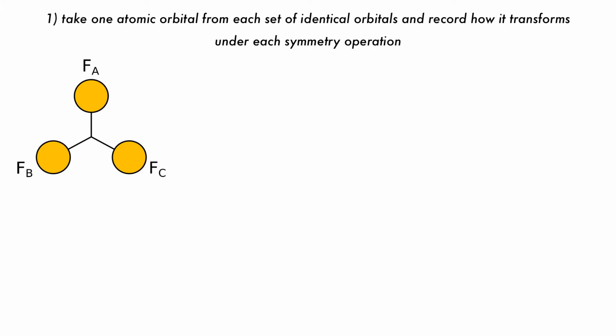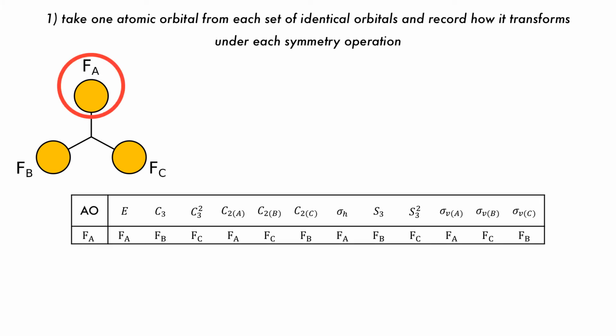We label our fluorine 2s orbitals A, B, and C and do the symmetry operations on fluorine A, which gives us this table. We are considering the Fa atomic orbital. Under the identity, nothing happens and Fa is still Fa. With a C3 rotation, we do anti-clockwise rotation and Fa becomes Fb, and under another rotation, it becomes Fc. For a C2 rotation along the A axis, nothing changes and the Fa is still Fa. Under a C2 along the B axis, Fa becomes Fc, and so on for all of the other symmetry operations.